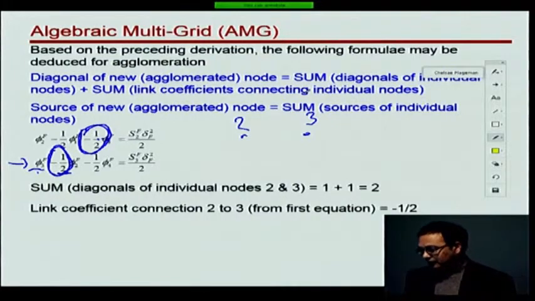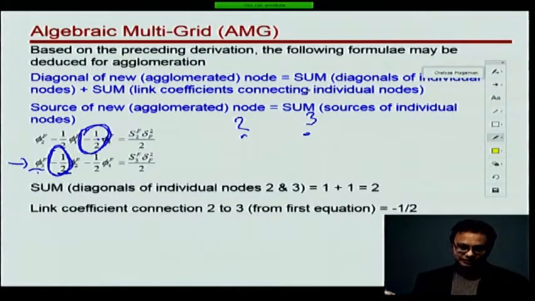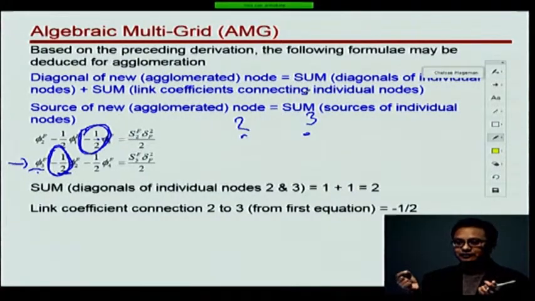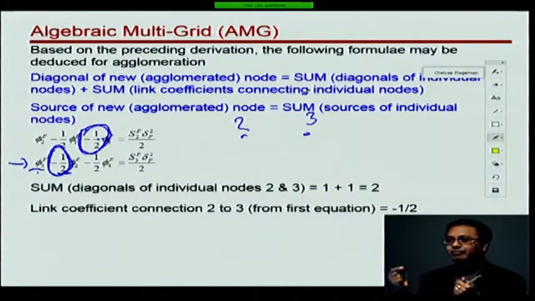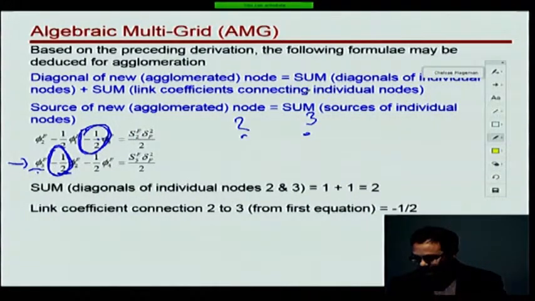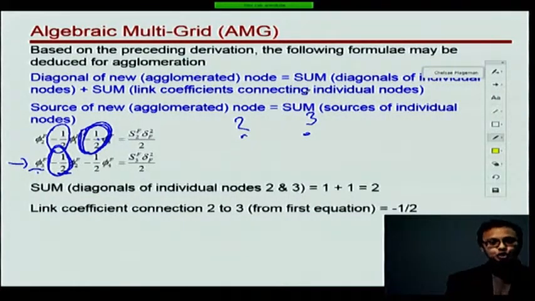Now, these link coefficients are called link coefficients because they link the nodes to each other. And their magnitudes actually represent how strong that link is. So suppose one of these links was 50 and this link was 20, then that means node 2 is going to be influenced by node 3 a lot more strongly than it would be influenced by node 1. That's what it means.